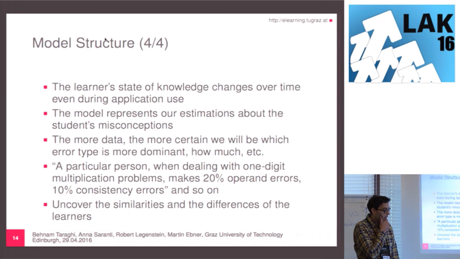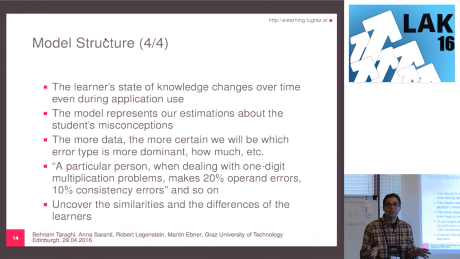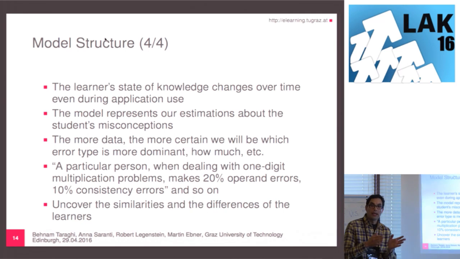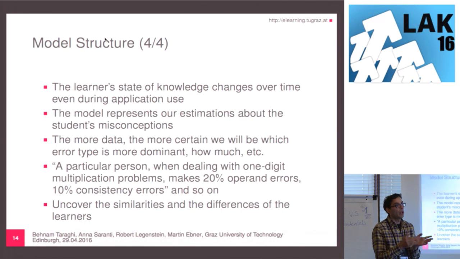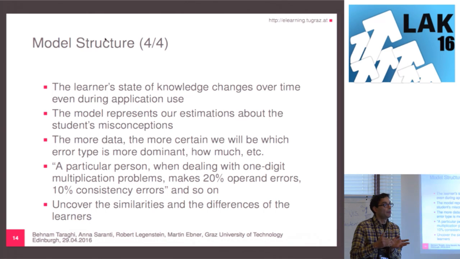So we can come up with a statement, for instance, that a particular person when dealing with one-digit multiplication problems makes, for instance, 20% open errors, 10% consistent errors, and so on and so forth. This would be a learning state of that particular student. And after we have that, we can then uncover the similarities and differences between the students. Okay, we can find similar students who have a similar distribution in learning state.